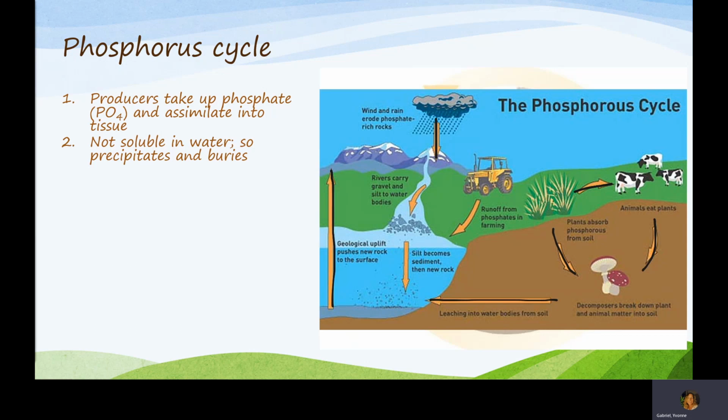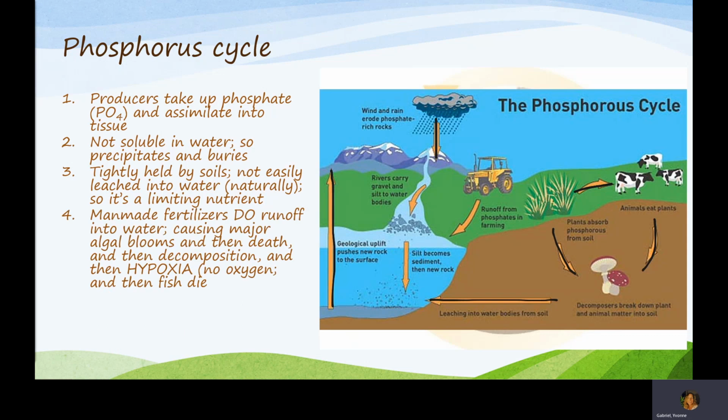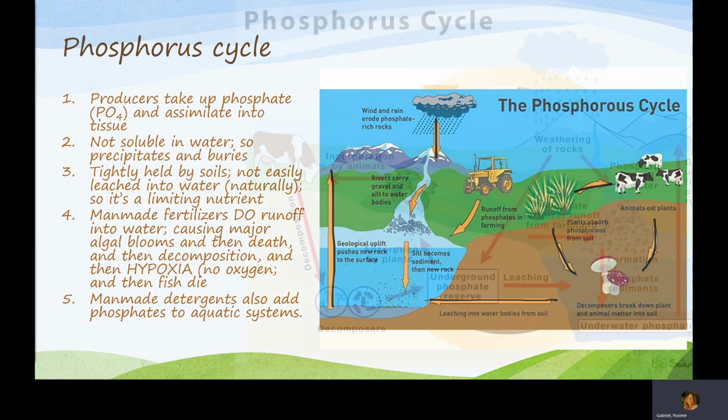Now look at number 2. Here's a fact. Phosphorus is not soluble in water, so it precipitates and buries. Now find this as it would be demonstrated in the model. And then pause and do 3, 4, and 5 to review the facts that are listed here and practice by looking at the model.